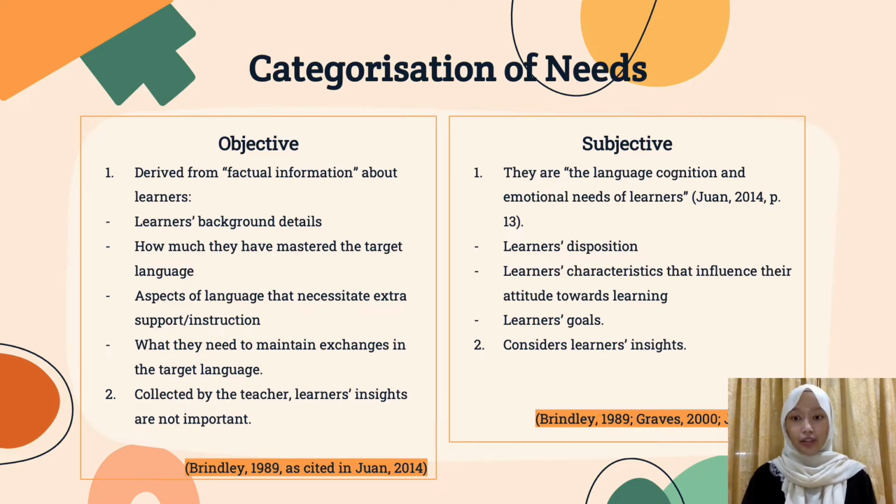Subjective needs, on the other hand, are the language cognition and emotional needs of learners. According to Juan, they are derived from learners' affective and cognitive factors. So these factors are the learner's disposition or personality, their expectations or goals, their self-esteem, their attitudes towards learning, and so on. From here, we can see that subjective needs take into account learners' insights or learners' perceptions.